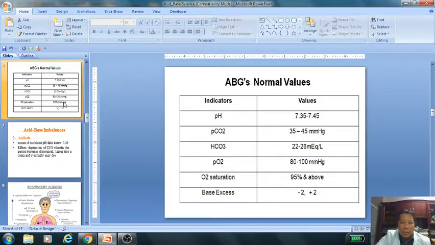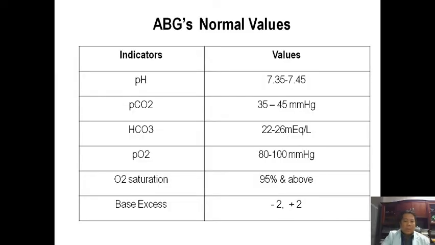Before we go to interpretation, I want to talk about certain acid-base disorders. Like for instance, the partial pressure of arterial oxygen or PO2 should be between 80 to 100 millimeters of mercury. So you want to maintain a partial pressure of arterial oxygen, or PO2, level between 80 to 100 millimeters of mercury.